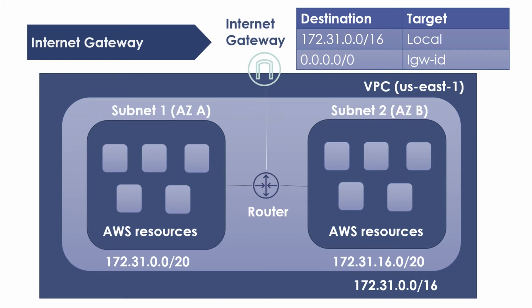The instances which have the public IP address or the elastic IP address attached to them can access the internet from these public subnets. However, instances with just a private IP address cannot access the internet with an Internet Gateway. This is where the second way comes handy.